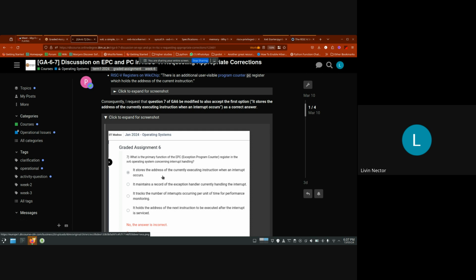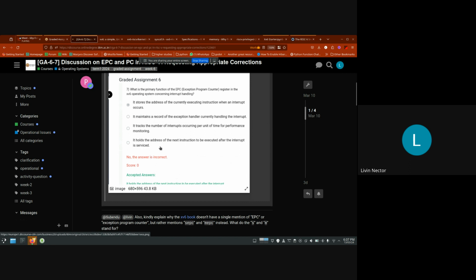When the interrupt occurs, we have to save the current context into that trap frame, right? The current registers. Yeah, that's what this is saying. And so the question should not be about the EPC register, but about the EPC of the trap frame. So that is that point here.